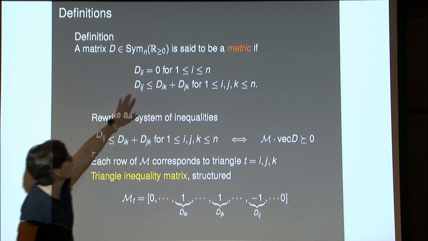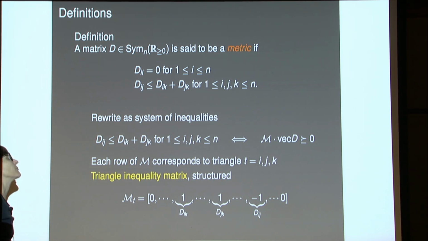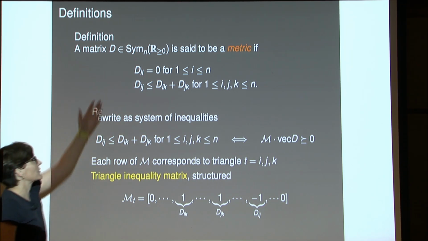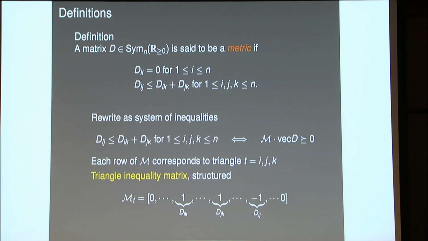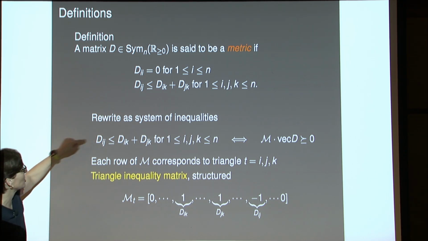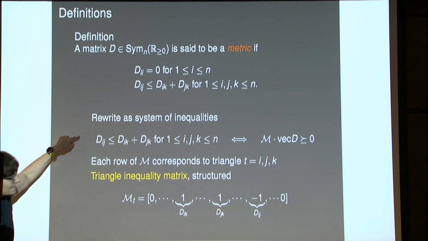You should have the triangle inequality be satisfied. The matrix of distances should be symmetric. The entries should be non-negative. The one that I really care about is the system of inequalities, the triangle inequalities.